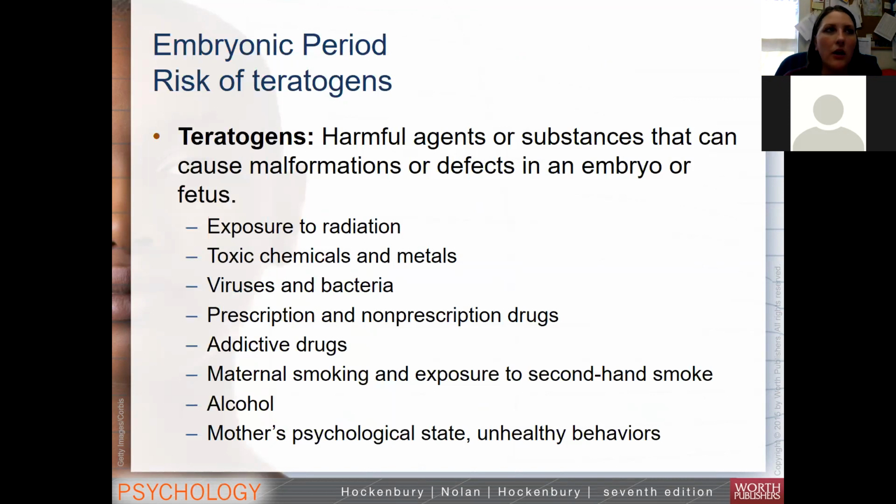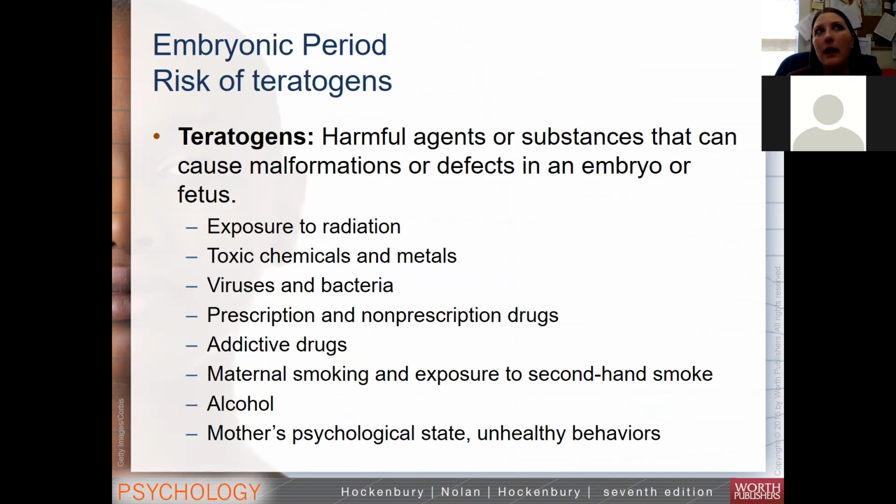It can cause any kind of condition, including sexually transmitted infections. Any kind of virus or bacteria can cause things like blindness and deafness. It can really harm the embryo or fetus. Anytime you take prescription drugs, non-prescription drugs, or illicit drugs, that can have an effect on the fetus or embryo.